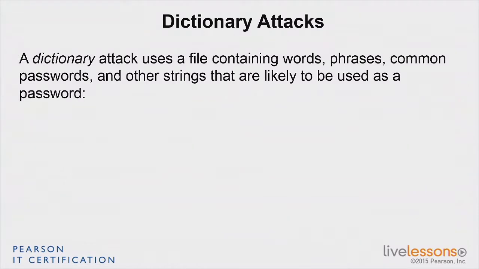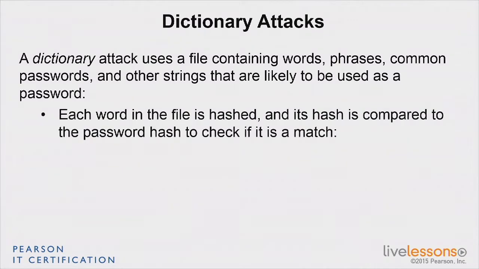A dictionary attack uses a file containing words, phrases, common passwords, and other strings that are likely to be used as a password. Each word in the file is hashed, and its hash is compared to the password hash to check to see if it's a match. So in this case, a repository of passwords has been captured. We take common passwords and hash them, and then the attacker is going to compare the hashes of those common or dictionary passwords with the hashes of the repositories that have been captured.